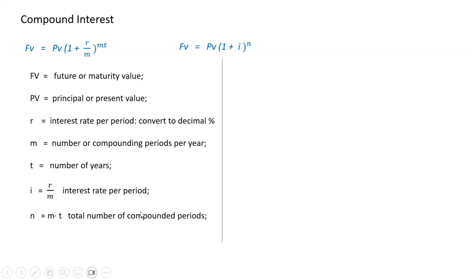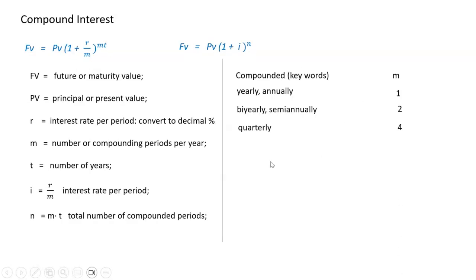Now, we also have to know the key words for compound. For example, if the problem says yearly or annually compounded, my M is going to be 1, because yearly or annually means 1. If it says bi-yearly or semi-annually, my M is going to be 2. Quarterly is going to be 4. Monthly is going to be 12. Weekly is going to be 52.